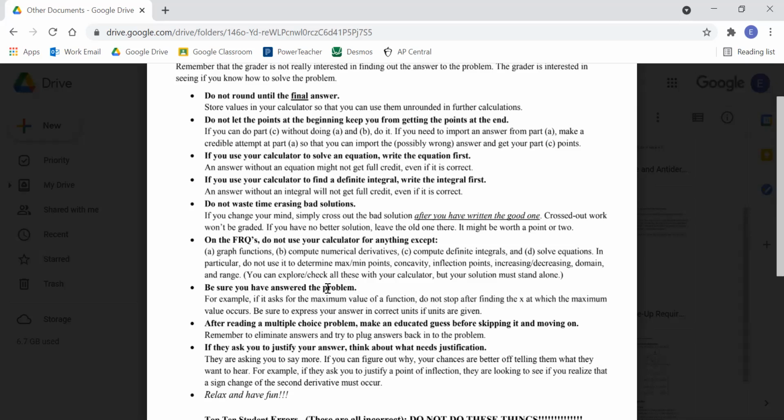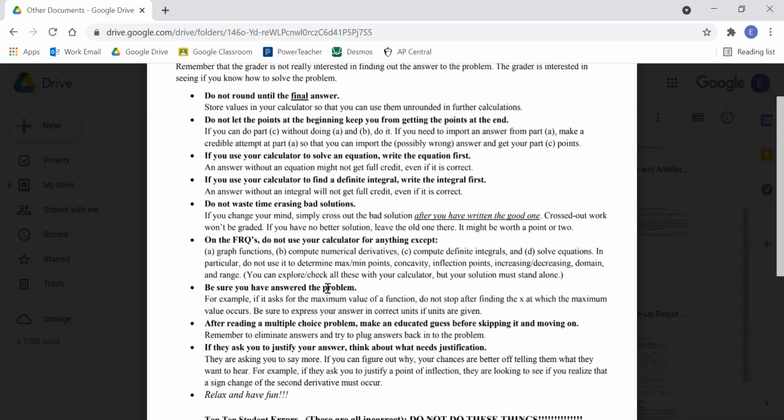Every multiple choice question is worth the exact same amount. The exact same amount. They're all worth 1.2 points. So don't waste your time on one that takes 10 minutes and neglect doing 3 or 4 problems that take you less time later on because you run out of time. And so just skip it and come back to it later if you have time.